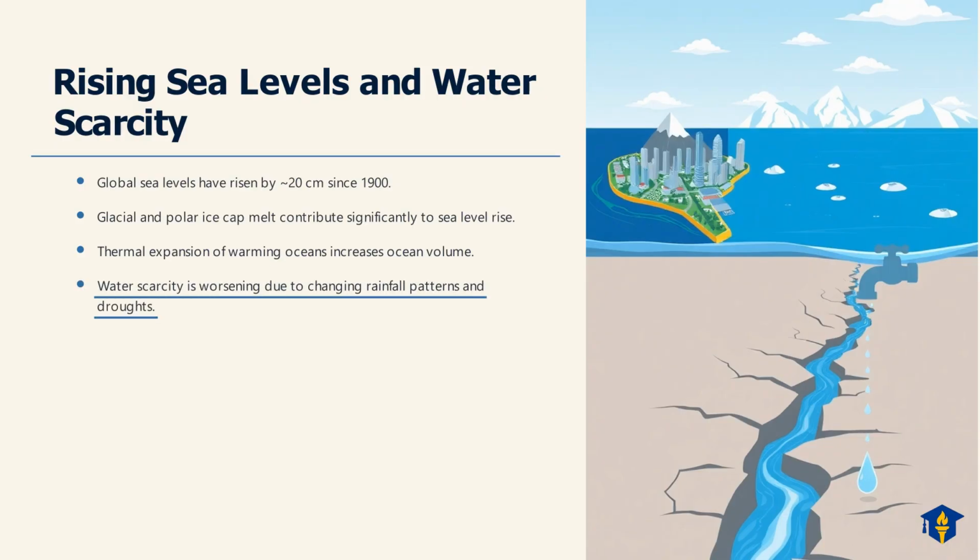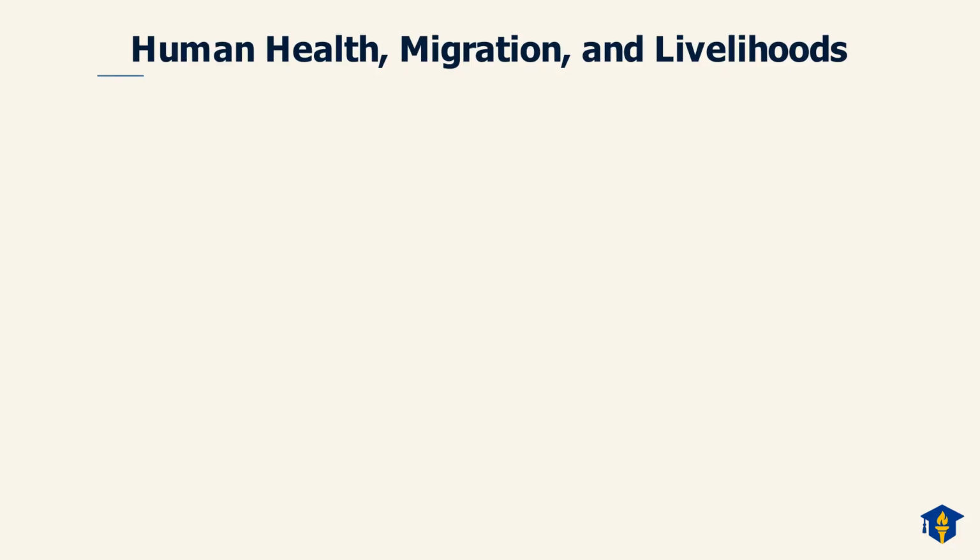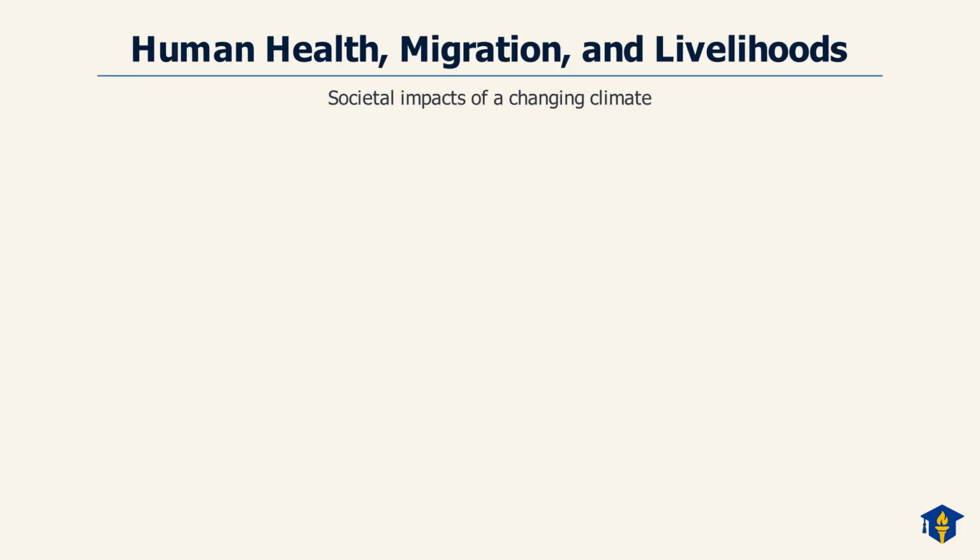Water scarcity is worsening globally due to unpredictable rainfall patterns and prolonged droughts. Moreover, saltwater intrusion contaminates vital coastal freshwater sources, impacting drinking water and agriculture. We will now explore the impacts of climate change on human health, migration, and livelihoods. These are crucial societal impacts that arise from our continuously changing climate.